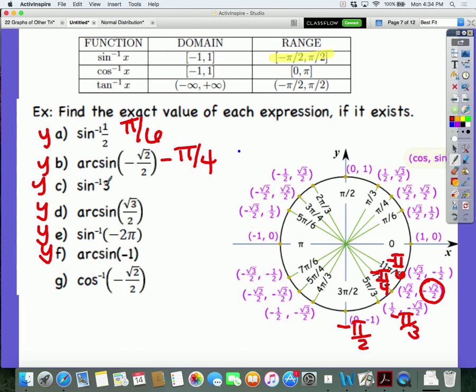Now, sine inverse or arc sine of 3, well, if you look, 3 does not fall in that domain of -1 to 1. So that means there's no solution for this particular problem.